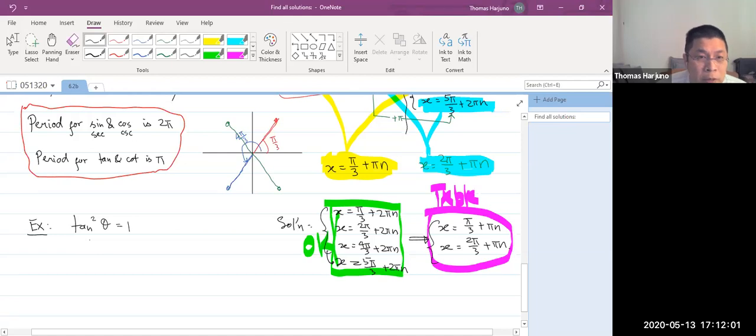Now, if I solve this, I get tangent theta equals plus or minus 1. Is it right? For tangent theta equals 1, I get theta equals pi over 4 plus pi n. But for tangent theta equals negative 1, theta is 3 pi over 4 plus pi n.